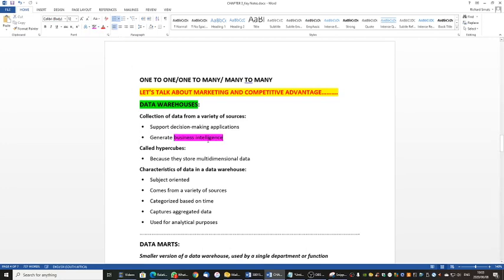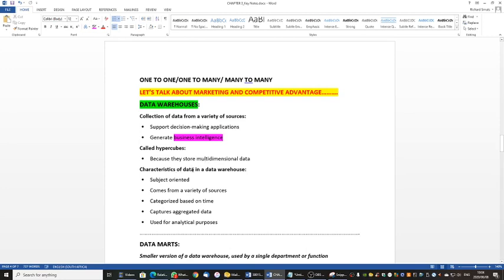Business intelligence we will move on to more later on, but once you are using an application connected to a database and business intelligence, you will be able to gain competitive advantage through having all of this information at your fingertips. Data warehouses are also called hypercubes because they store multi-dimensional data. You can look at the past, the history, you can look at the future, you can look at the present, you can look at it day to day, or you can choose a custom view of your data, and that is called multi-dimensional.